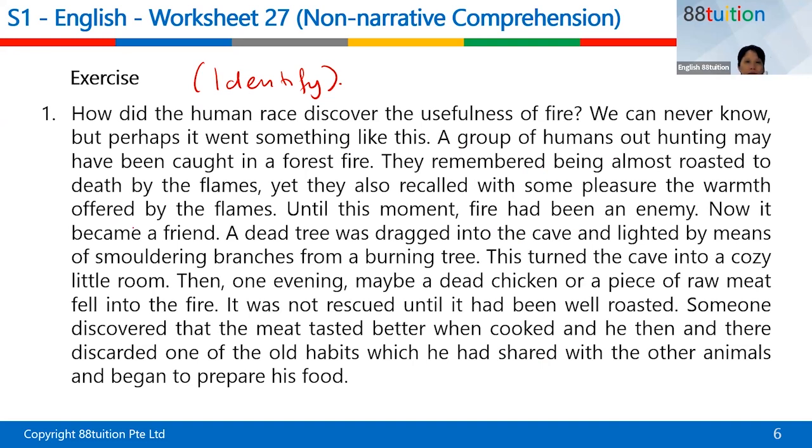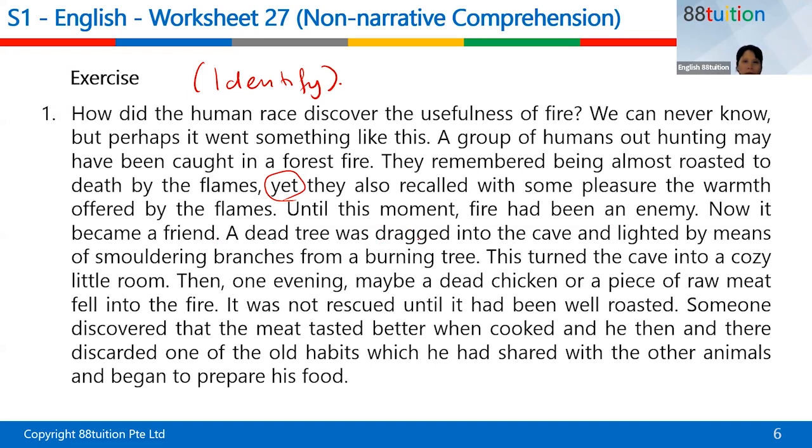Example: How did the human race discover the usefulness of fire? We can never know, but perhaps it went something like this. A group of humans out hunting may have been caught in a forest fire. They remembered being almost roasted to death by the flames. Yet they also recalled with some pleasure the warmth offered by the flames. So number one, fire is dangerous. But because of the word yet here, we realize that although it is dangerous, it can also be beneficial, in which there's some pleasure from it. Until this moment, fire had been an enemy. Now it became a friend.